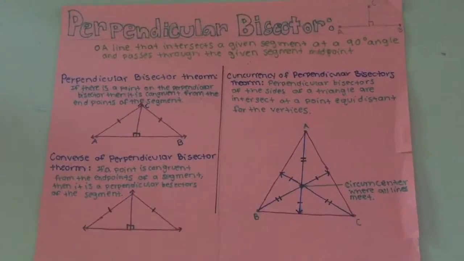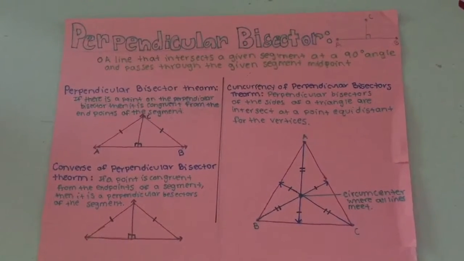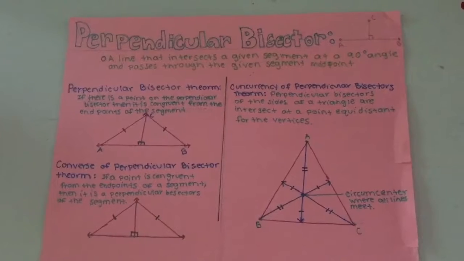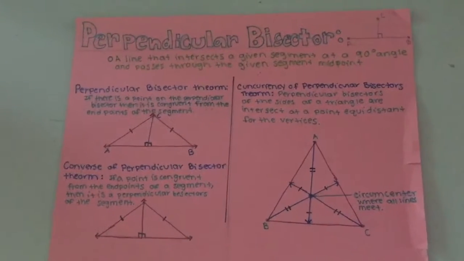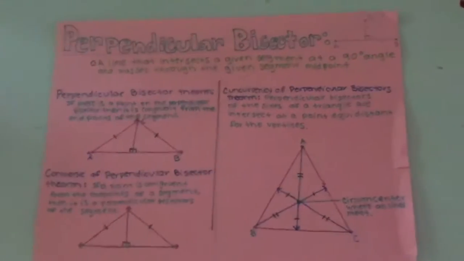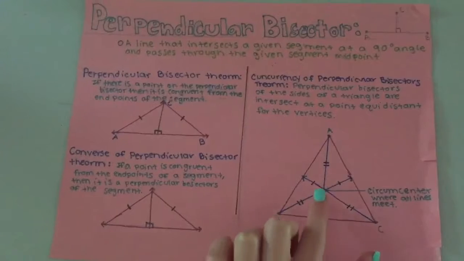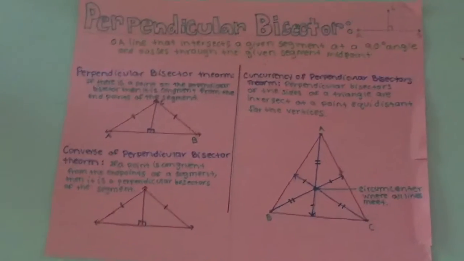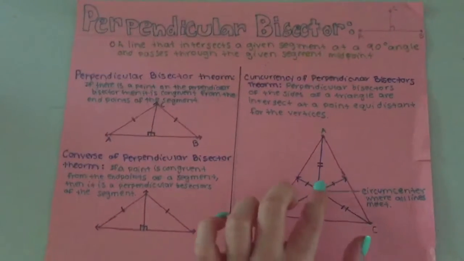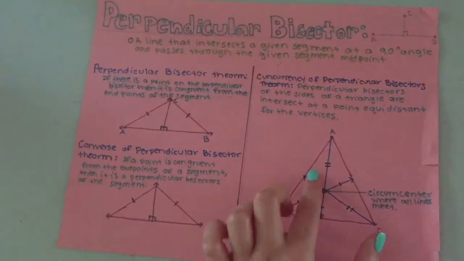The concurrency of perpendicular bisectors theorem. Perpendicular bisectors of the sides of a triangle intersect at a point equally distant from the vertices. Therefore, since all these perpendicular bisectors meet at the circumcenter, which is where all the lines meet, then all of these lines are congruent. So this one, this one, this one are congruent, and this one, this one, and this one are congruent.